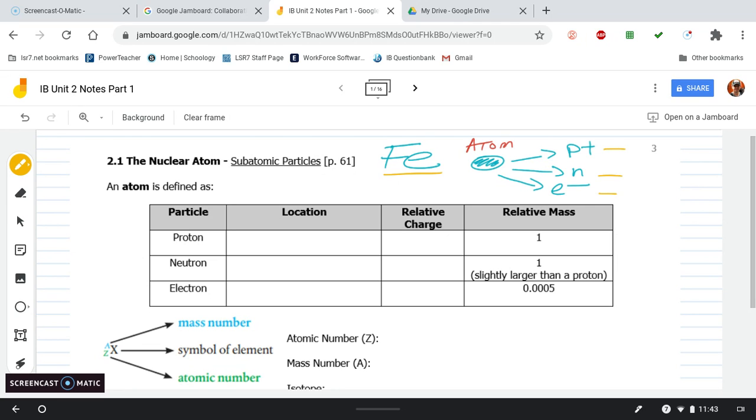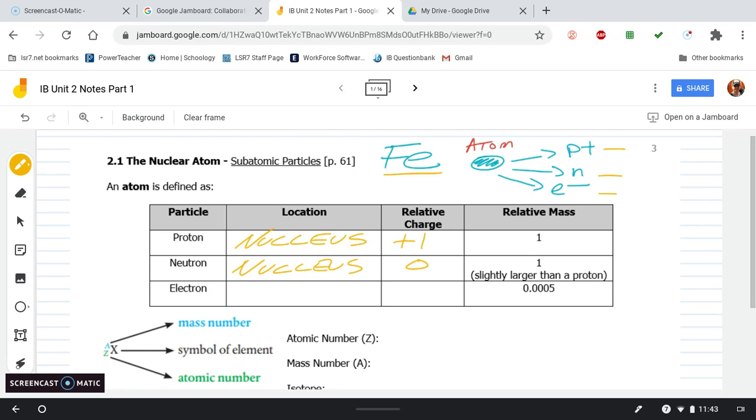So where the heck is the proton? Well, hopefully you remember the word nucleus. And the charge of the proton, hopefully you know that, +1. And then the neutron also hanging out in the nucleus. All the mass is in the nucleus. And then that guy's going to basically be a 0.